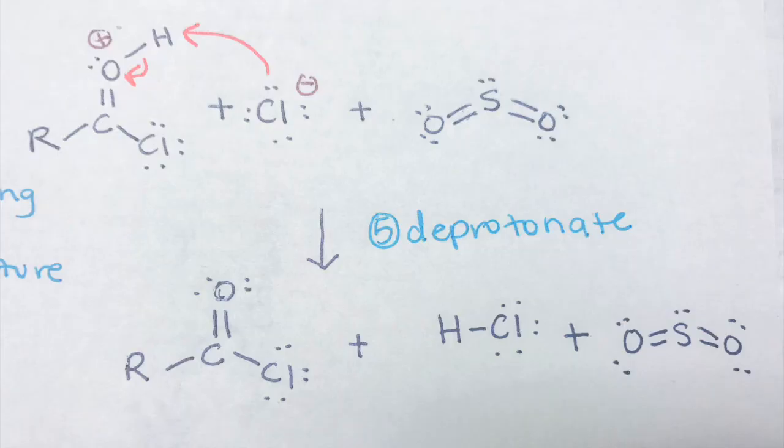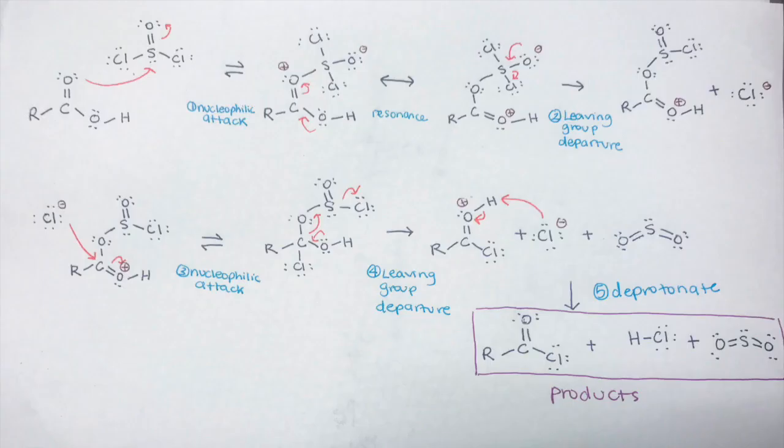In the last step, the chlorine that is kicked off then deprotonates the hydrogen on the double bonded OH to form the final products, hydrogen chloride gas and an acid chloride. Here I have the full mechanism written out so you can see the big picture of the full reaction that is occurring in an acid chloride formation. I will be moving on, but you can pause the video here if you would like to look at it longer.